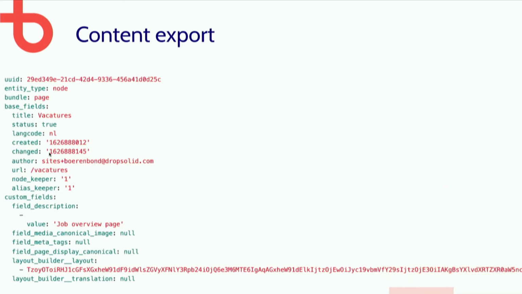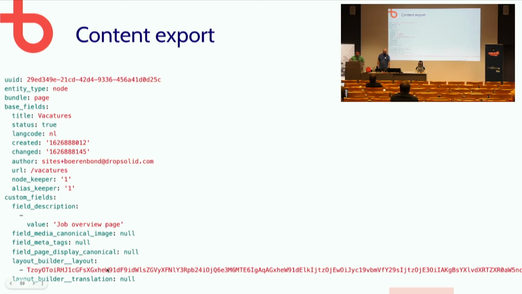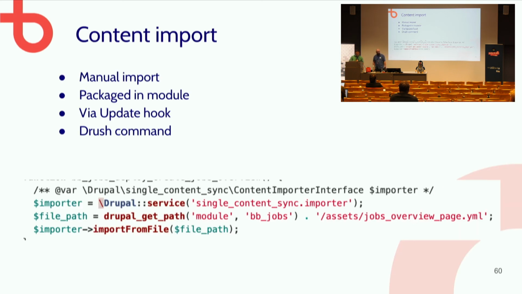It's very simple. You have a YAML export file and a layout builder layout. It's all in there. It's non-readable at the moment. They're working on it. And to import this, this is how it looks in code.